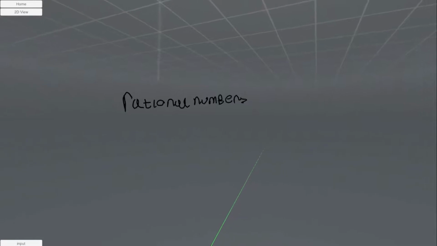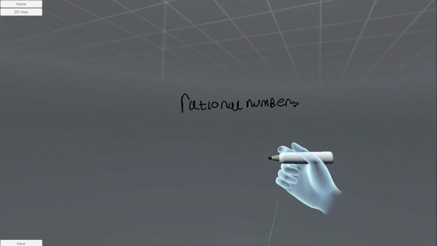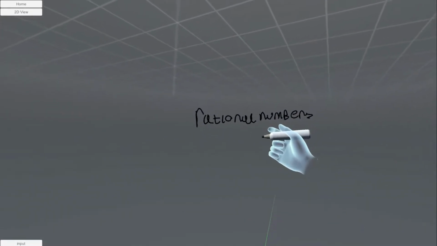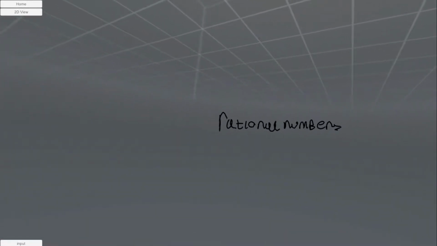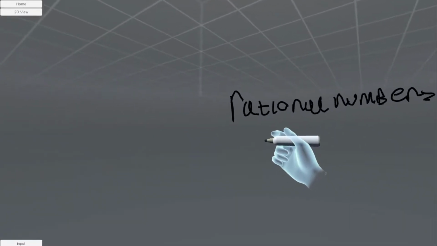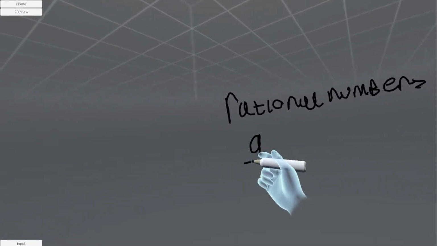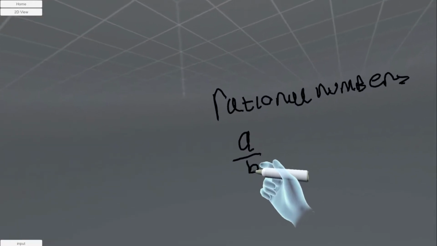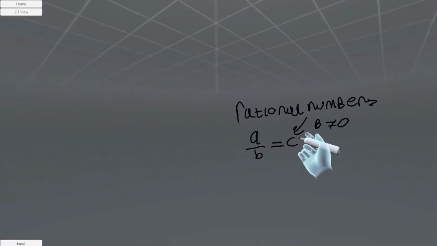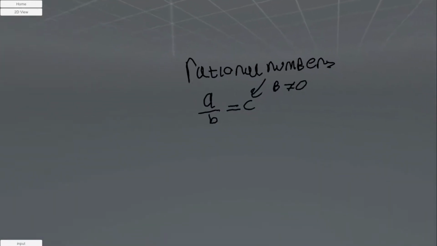A rational number is any number that we can take one integer and put it over another integer and find this number. And the bottom integer cannot equal 0. So the general form is some integer a divided by some integer b. This is going to equal some third number, which is going to be a rational number.